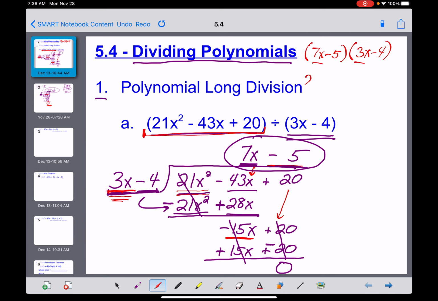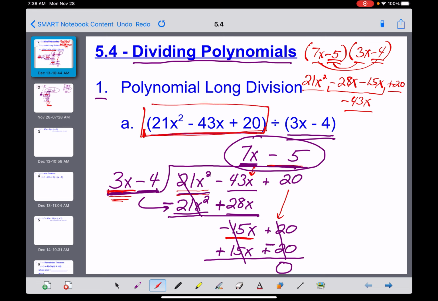7x times 3x is a 21x squared. My outer product there is a minus 28x. My inner product there is a minus 15x, and my last product, negative 5 times negative 4, is a plus 20. As is usually the case, those two terms would combine to a negative 43x, so I've got 21x squared minus 43x plus 20. That's exactly what my original dividend was equal to. So that's a little trip down memory lane there to how you check your answer to a long division problem.